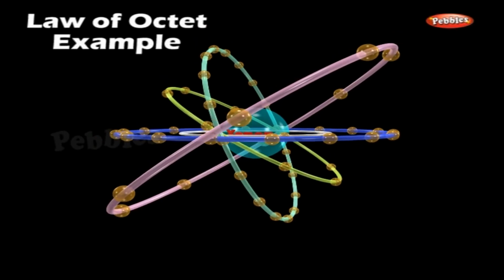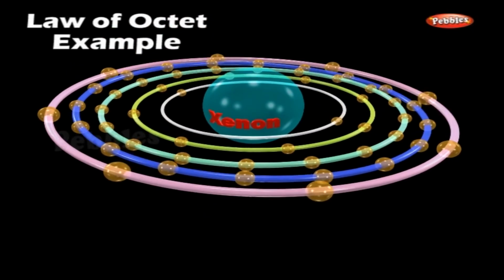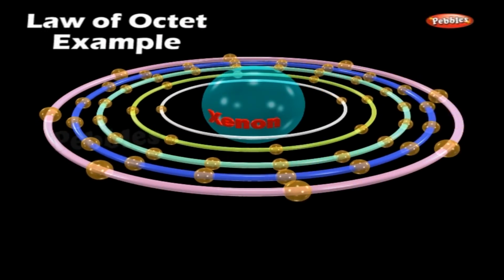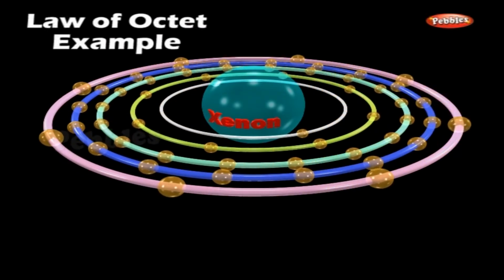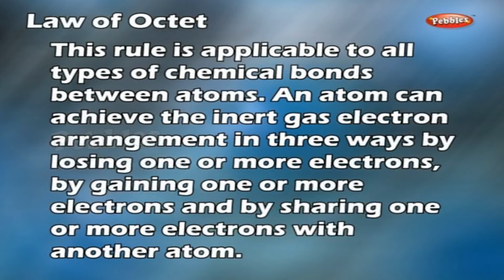Atoms combine such that they get the structure of 8 electrons of octet in their outermost shell by either transfer or sharing of electrons. This is called octet law or electronic theory of valency. This rule is applicable to all types of chemical bonds between atoms. An atom can achieve the inert gas electron arrangement in 3 ways: by losing one or more electrons, by gaining one or more electrons, and by sharing one or more electrons with another atom.